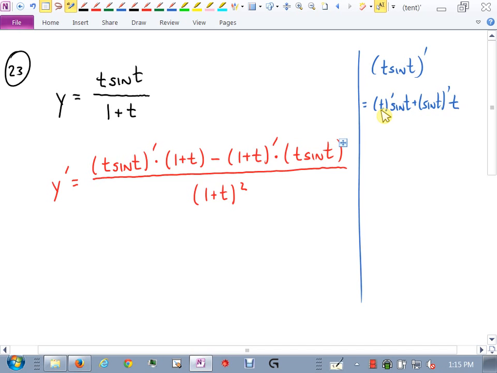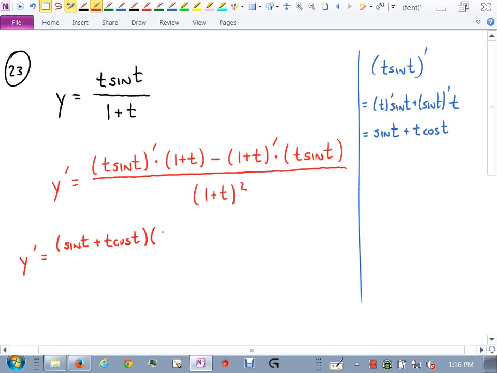Okay. What's the derivative of t? 1. And so that's 1 times sine t, which is just sine t. Then derivative of sine t, cosine t, but then times t. So I like, again, to put that t out front. So the derivative of t sine t is sine t plus t cosine t. And that's just going to be the top left corner of this thing. So y prime equals, in parentheses still, sine t plus t cosine t.